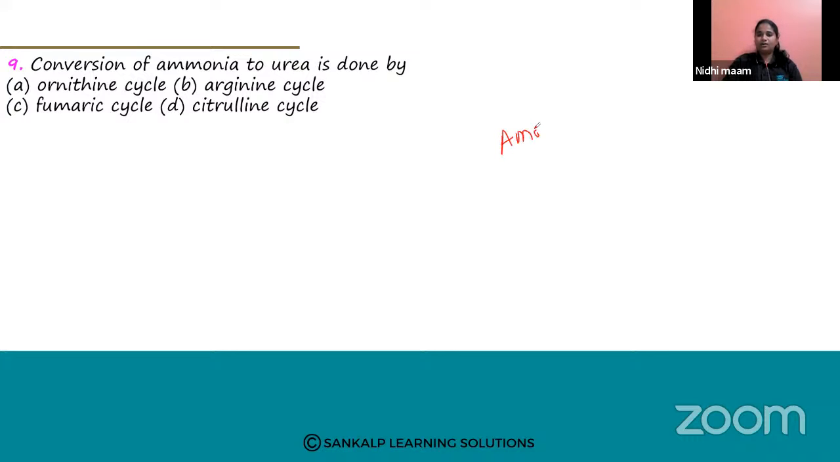Ammonia converts into urea, fine. So where? In the liver, okay. By a series of biochemical reactions. Just a minute. What are these biochemical reactions called?